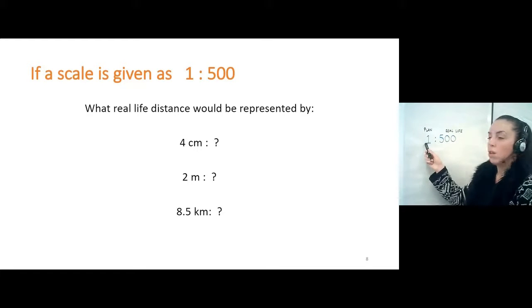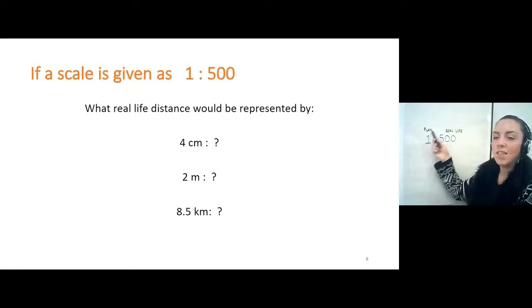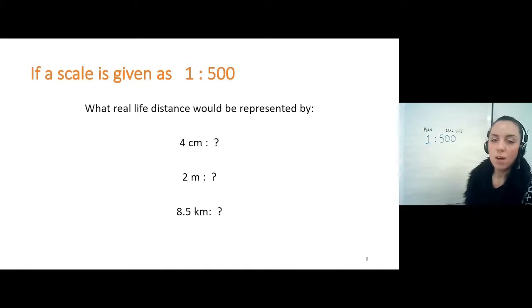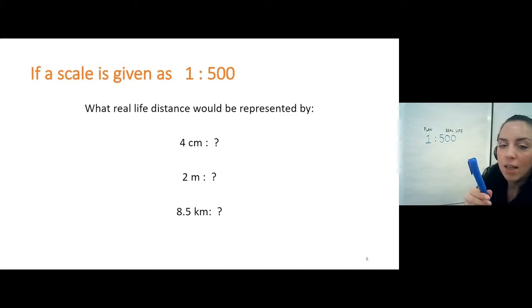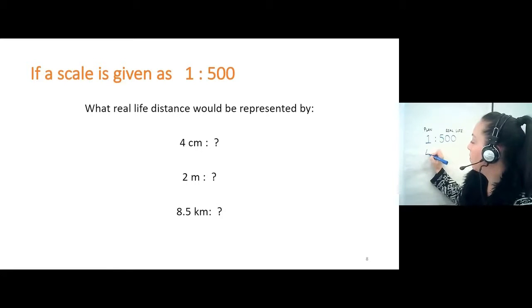So every one of whatever the distance is equal to 500 of them in real life. So what real life distance would be represented by 4 centimetres? So what I do is pop in what I know. So I know that the distance on the plan is 4 centimetres. So I'll put the 4 here.